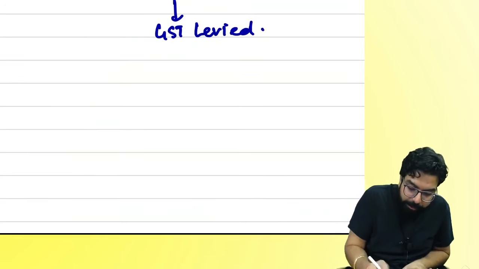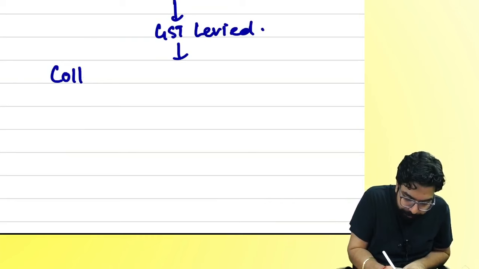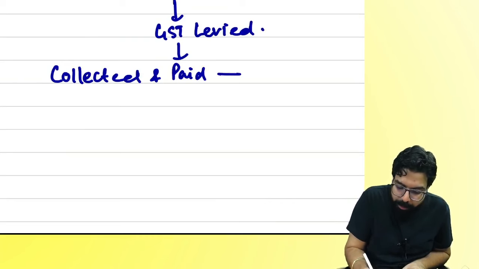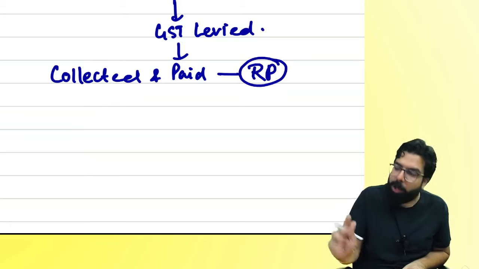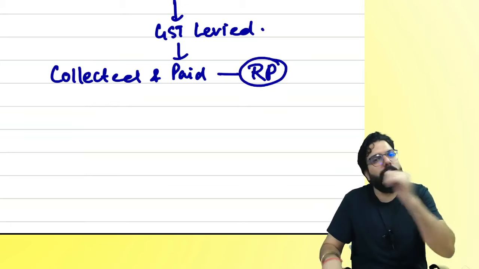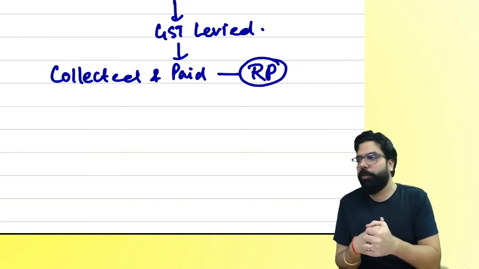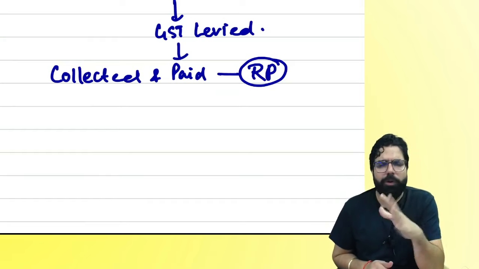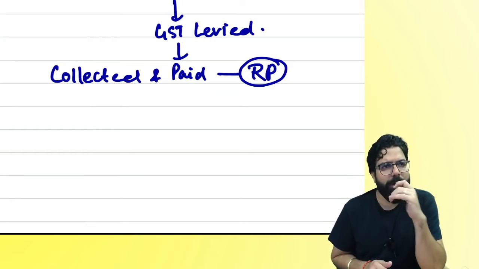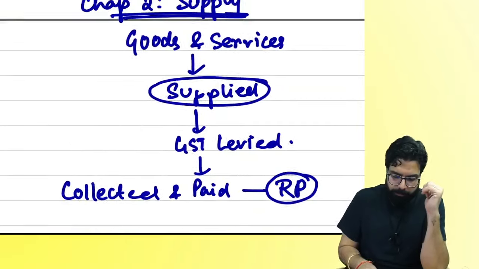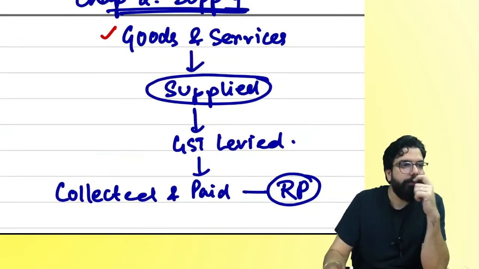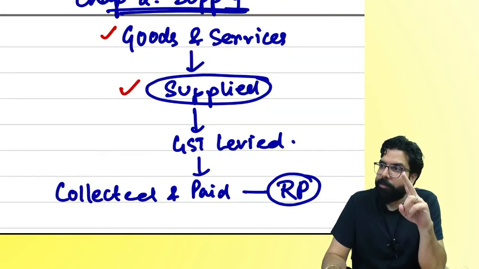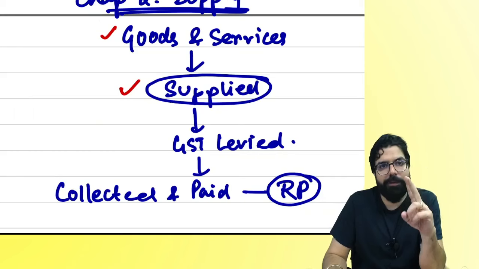So the next step is it has to be collected and paid. By whom, everyone? Registered person. Actually, I'll talk about taxable person, but as of now, think it has to be collected and paid by a registered person. Are we clear, everyone? Now you came to my shop. I sold you a mobile. Goods. Sold you. Supply. The word sold is included in the definition of supply.